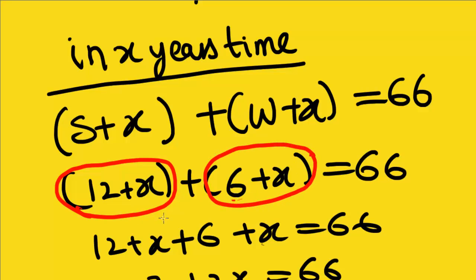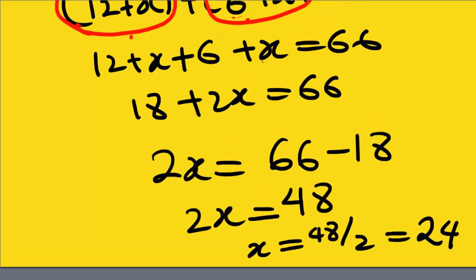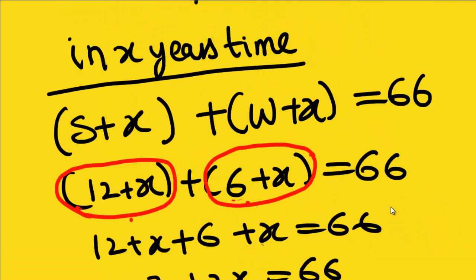And the question asked, when will their ages add up to 66? So what you do is say, well, Sonny's age in X years time plus Wale's age in X years time is equal to 66 when X is some value. So you have an equation and you find the X value that satisfies that equation. And that X value is the value that gives you a situation where the ages add up to 66.